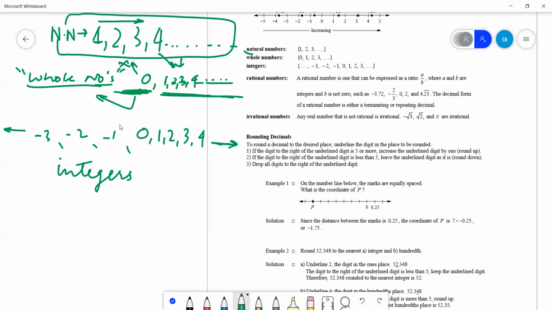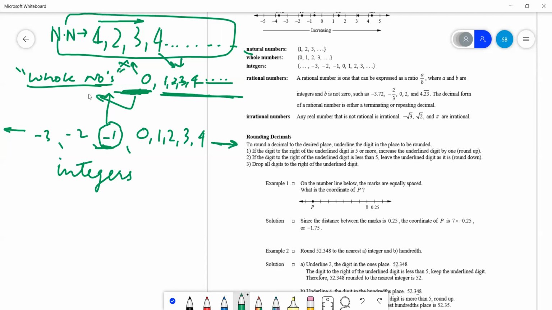What about -1? It's an integer, right? Is it a whole number? Whole numbers start from 0 and then move to the right. So -1 is an integer, but it's not a whole number, right? So what about my statement again?